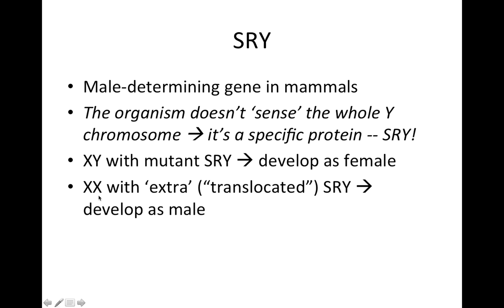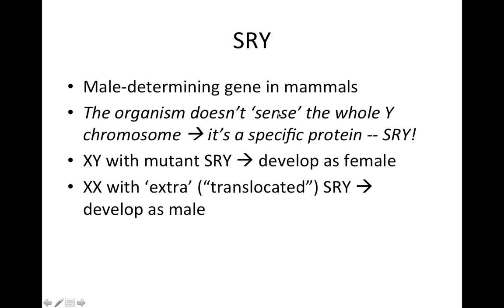Alternatively, you can have an XX individual where the SRY gene has moved in the genome. It's kind of a weird mutation, but it does happen, where you get a translocation, trans, other location, where SRY moves to another location so that you can have a copy of your SRY on your X chromosome or on an autosome. So here you'd have XX individuals that would develop as male.